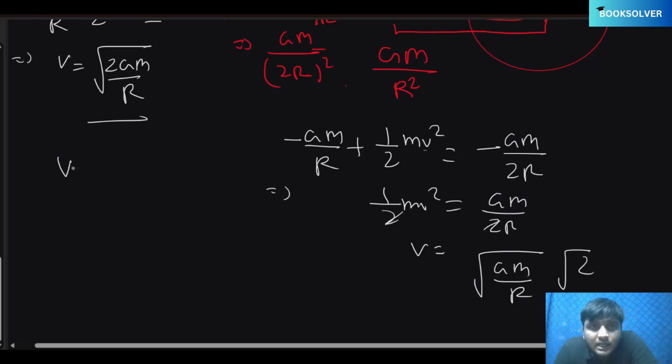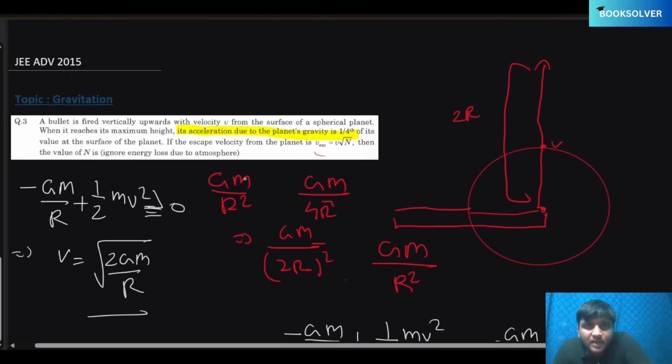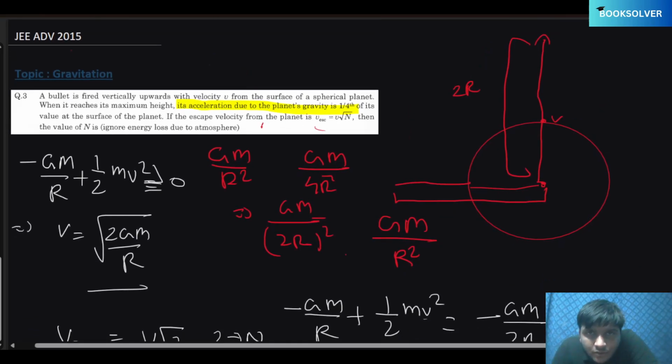If you multiply it by root 2, we get the escape velocity. It means that our v escape should be equal to v times root n. So root 2 is actually the answer for root n here. Let me write it there. Hence n equal to 2. This is our final answer. Thank you everyone.